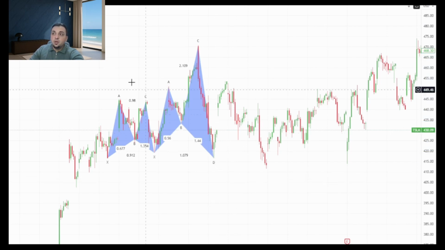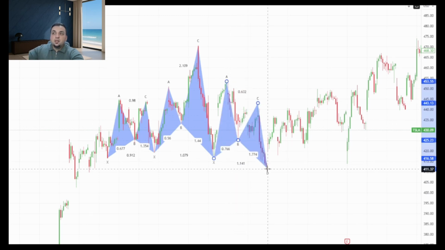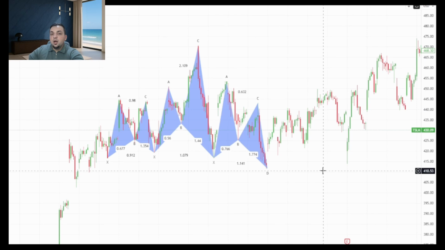Right here, the second bullish pattern finished, created the D movement. And then we start X to A to B to C, and C to D. And we got three trades, one after another. This is the beauty about this pattern.